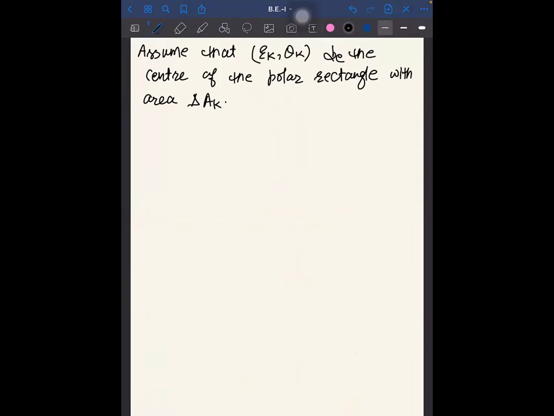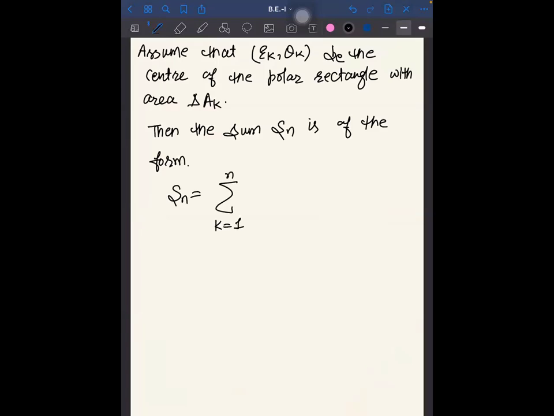So, what is the next point? Then the sum Sn is of the form, which form? Sn is equal to summation k runs from 1 to n f of rk theta k delta ak. And what is that? Can anybody tell me?